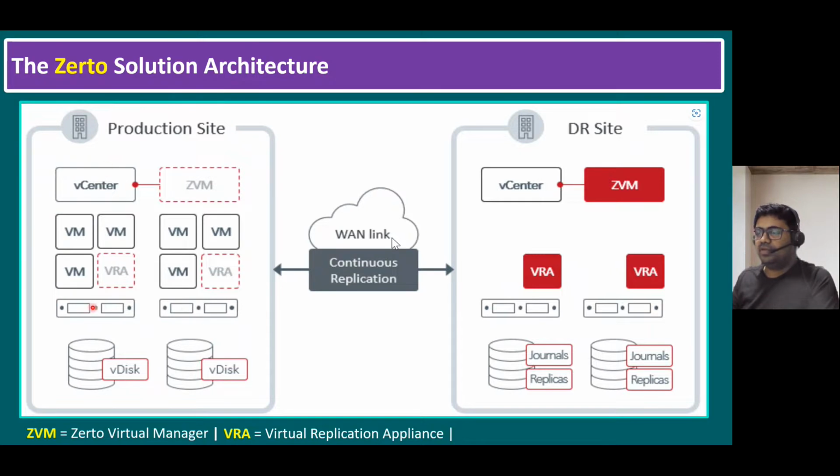If you see in our production site, for our easy understanding, I took the example of two ESXi hosts. Each ESXi host has a virtual replication appliance, and the other host also has a virtual replication appliance. Similarly, in our disaster site, we have a Zerto Virtual Manager running on one of the Windows servers, and each ESXi host must be configured with a virtual replication appliance. When these installations are ready, we can start continuous replication from source to destination.